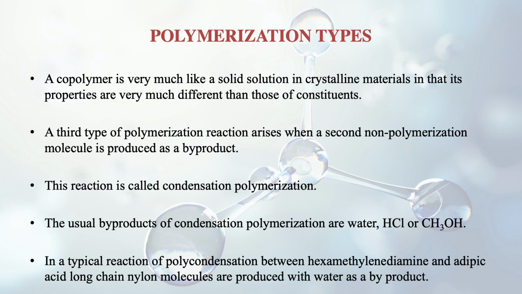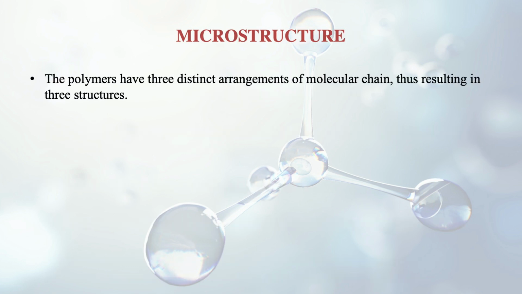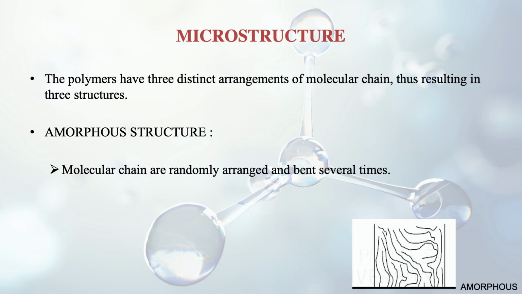Now we will discuss the microstructure of the polymers. The polymers have three distinct arrangements of molecular chains, so there are three types of structures. The first one is the amorphous structure. As you can see in the figure, molecular chains are randomly arranged and they are bent several times, in different ways also. So it is not like layers or something like that.